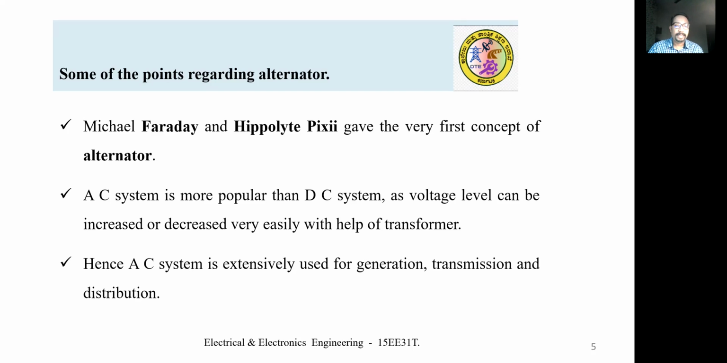The next point is, because of point number 2, the AC system is extensively used for generation, transmission, and distribution.